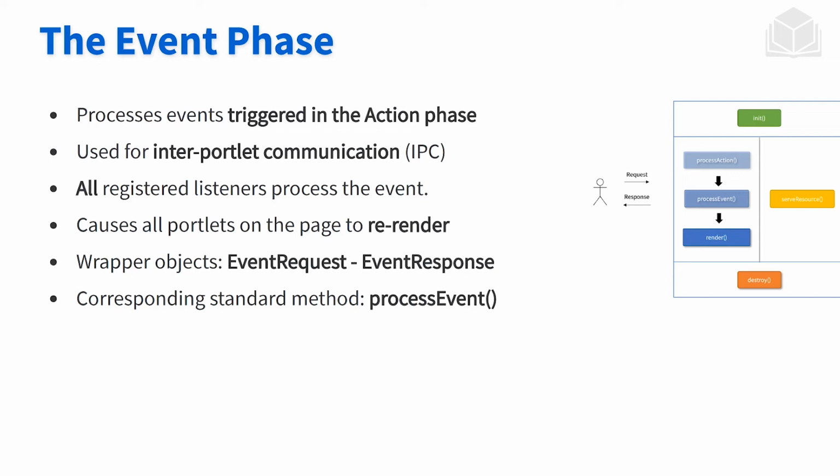Since we are using the action phase to send the event, we just discussed how after the action phase, the render phase follows. This is true also with the event phase. So in the diagram here on the right-hand side: action phase, event phase, and then the render phase. The method that corresponds with the event phase is the process event method.